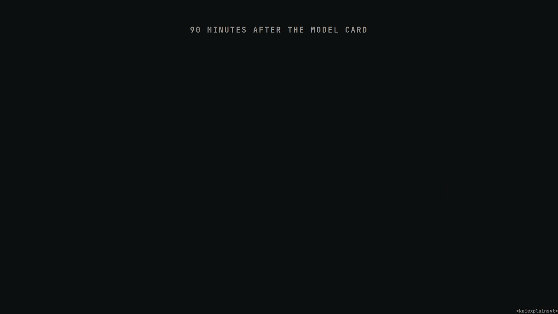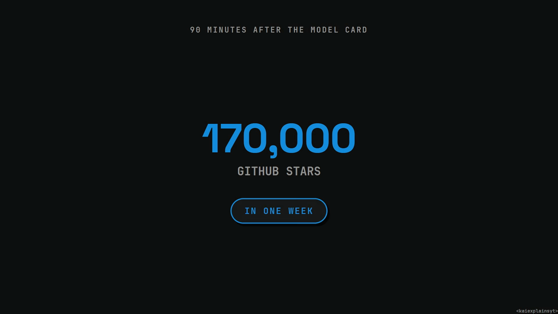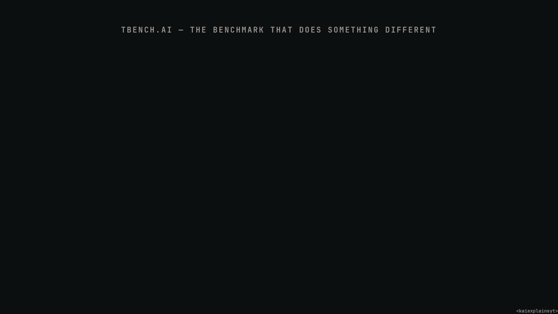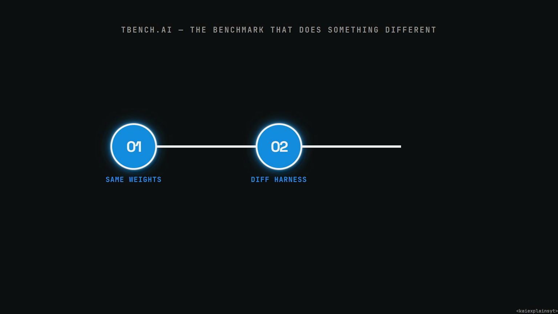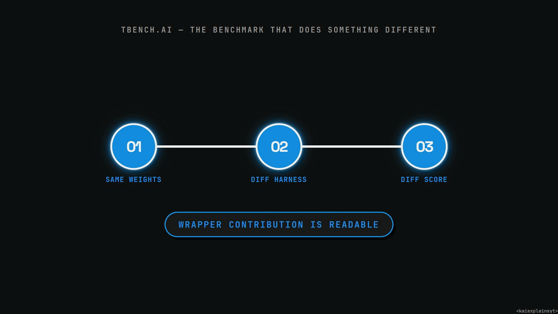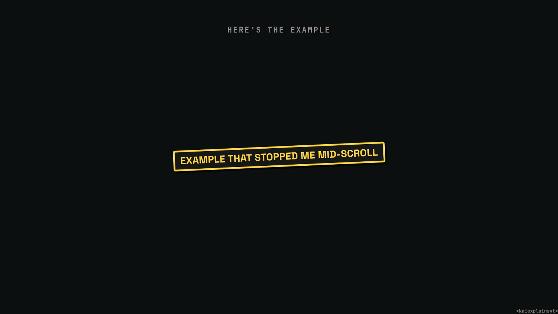90 minutes after that model card dropped, DeepSeek shipped the harness itself. And it hit 170,000 GitHub stars within a week, which, if you're not a developer, just know that's people losing their minds territory. But here's the thing that actually broke my brain. The public Terminal Bench leaderboard at tbench AI does something almost no other benchmark does. It lets different people submit the same model weights inside different harnesses, which means you can literally read the wrapper's contribution off the page. Here's the example that stopped me mid-scroll.